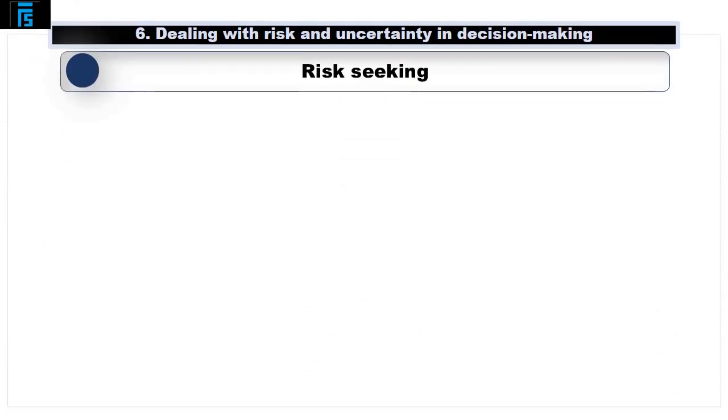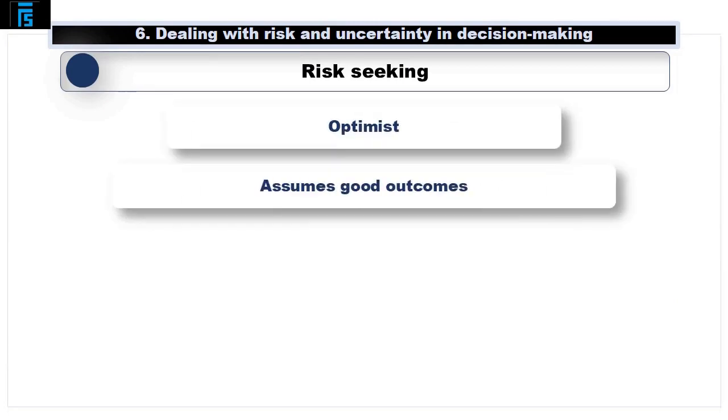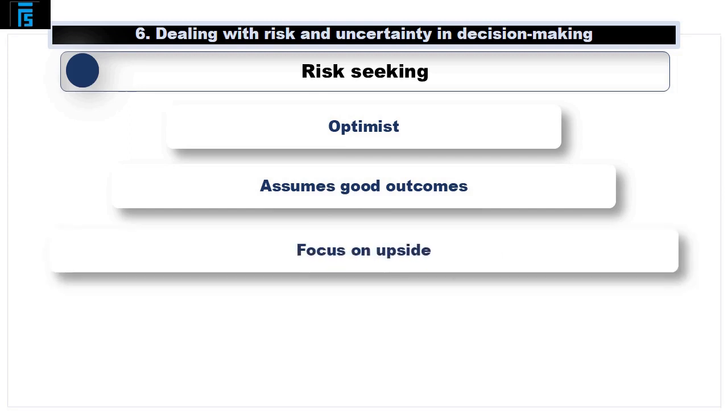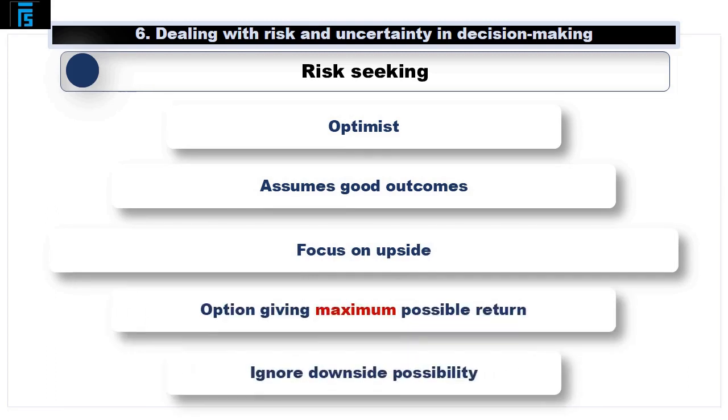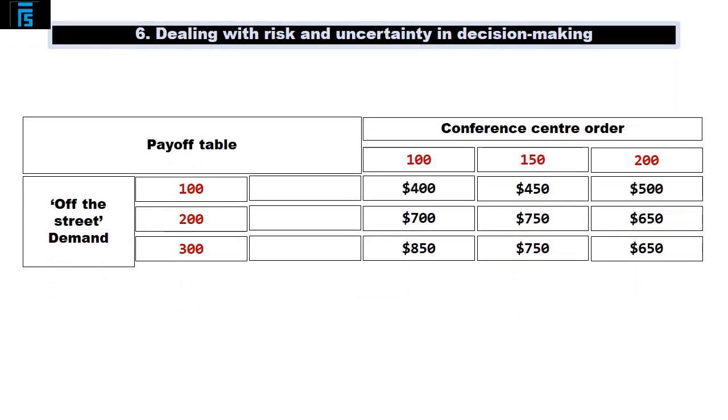If Jack is risk seeking, he is by nature more of an optimist. He assumes good outcomes will follow from his decisions and therefore will focus on the upside potential. He will choose the option that gives him the maximum possible return. He will ignore the downside possibility attached to the decision. If we look at the table, the biggest possible contribution occurs when we sign up to supply 100 sandwiches to the conference centre and off-the-street demand is 300. We would earn a contribution of $850 in this case.